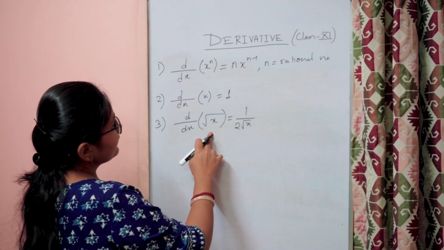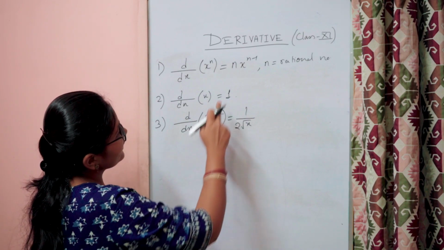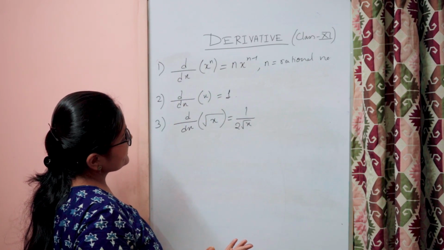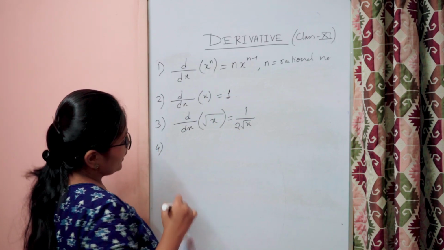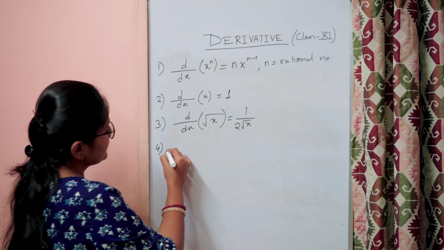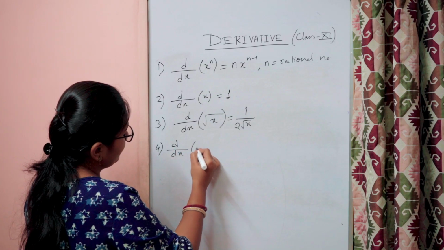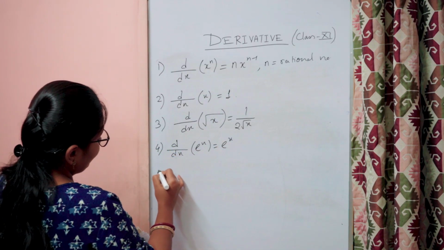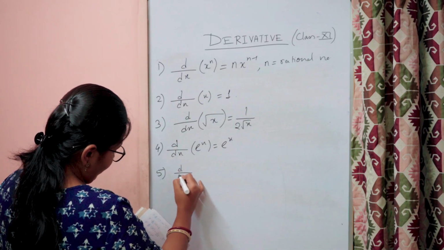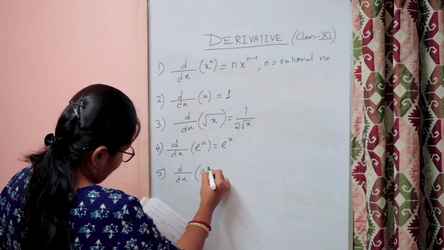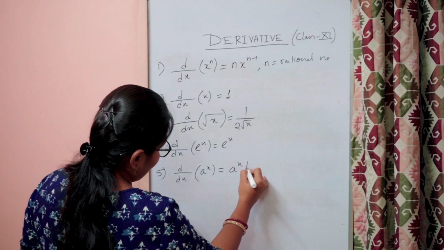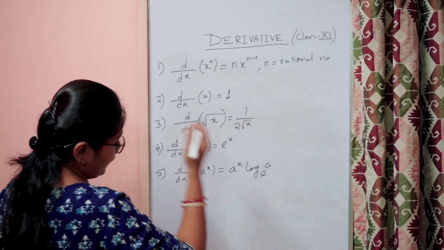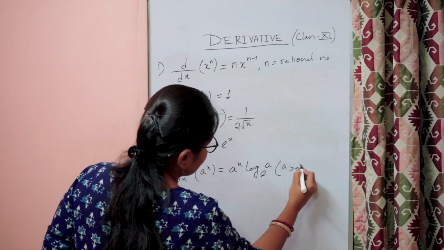So how will you get it? You can get it using this formula also. In our next classes, we will discuss it. Fourth one is d/dx of e to the power x is equal to e to the power x. Fifth one is d/dx of a to the power x is equal to a to the power x log base e of a, where a is greater than 0.